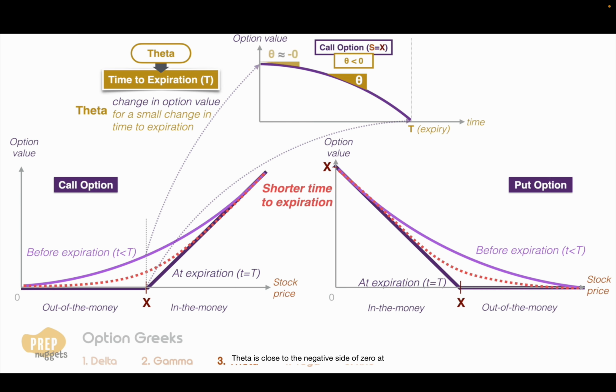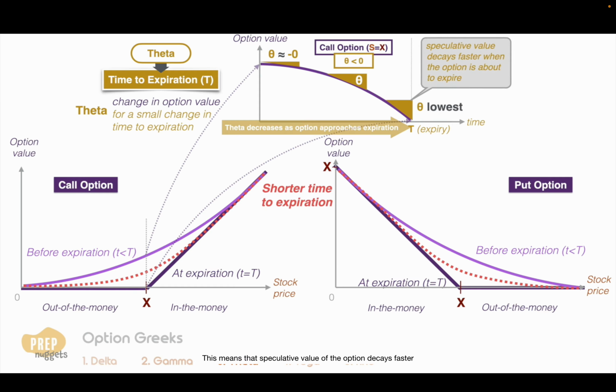Theta is close to the negative side of zero at initiation and decreases progressively as the option approaches expiration. This means that speculative value of the option decays faster when the option is about to expire. For put options, as the curve also converges towards the payoff curve at expiration, its speculative value also decreases over time, so theta is negative at all times. Likewise, the speculative value decays faster when the option is about to expire.